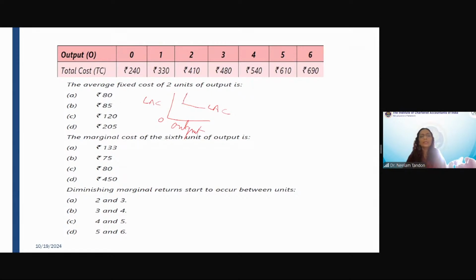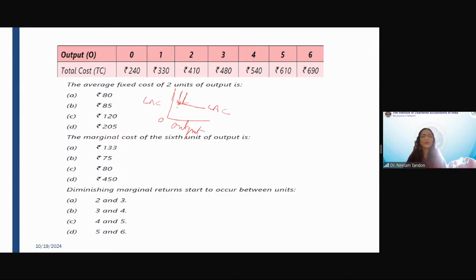So this L-shaped LAC means what? This is economies of scale, no? Economies of scale. So firms started working on specialization, their production process improved, efficiency increased because of internal and external factors, and their average cost went down.